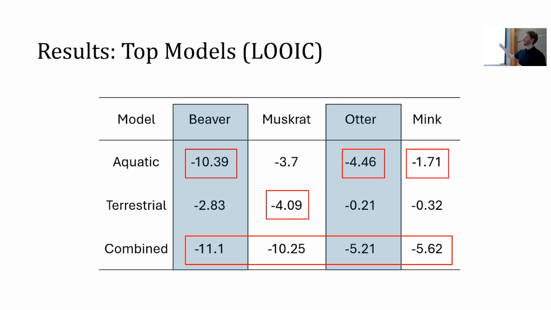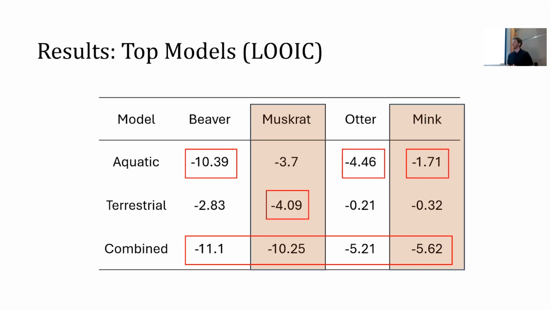Specifically, for beaver and otter, you can see that the aquatic model was more supported than the terrestrial, and there was a fairly large difference between those two. But then when you look at the top aquatic to the top combined model, it's a pretty minimal difference. And overall, what that suggests is that this terrestrial model isn't adding much predictive power in predicting the occupancy of beaver and otter.